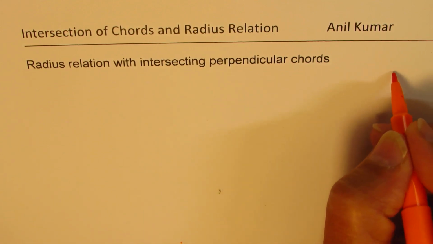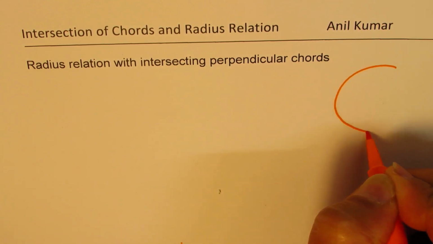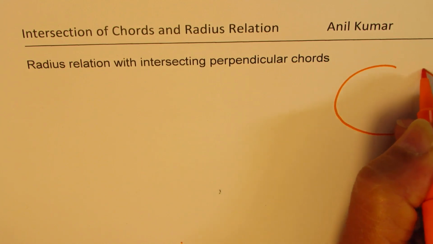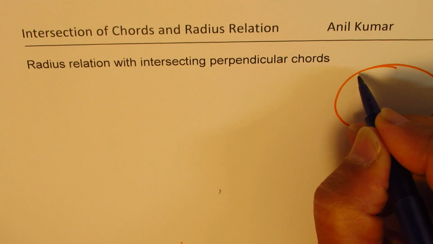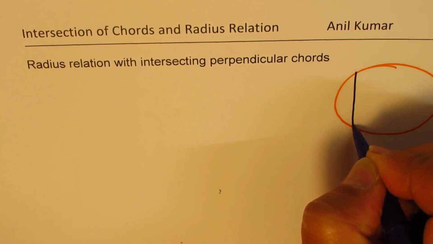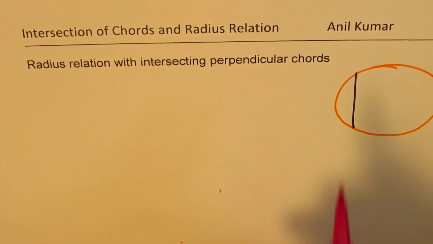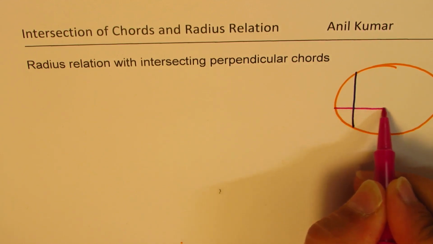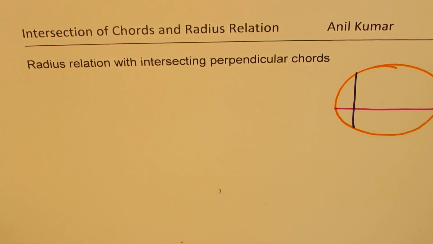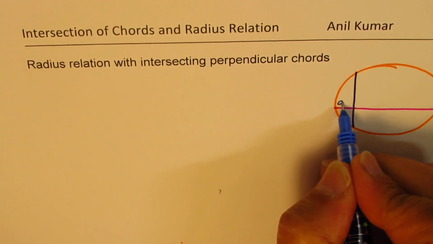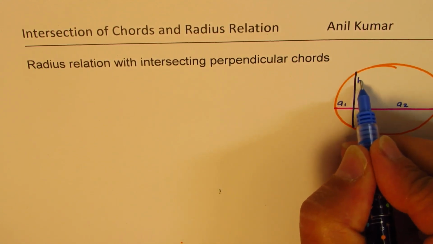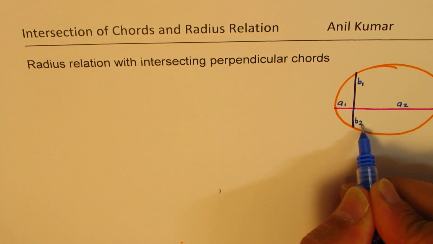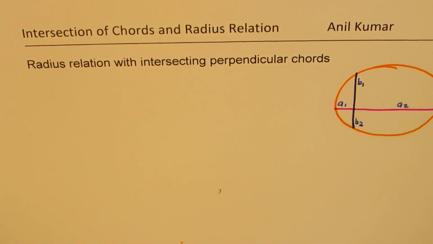Okay, so this time let me sketch the circle on this side, a slightly bigger circle, since I need to write a lot of things here. We'll have a very similar diagram as earlier. We have two chords, one horizontal and the other vertical. Let us say these sides are A1, A2, so these are your chord segments. This is B1 and this is B2. So these are your two chords.